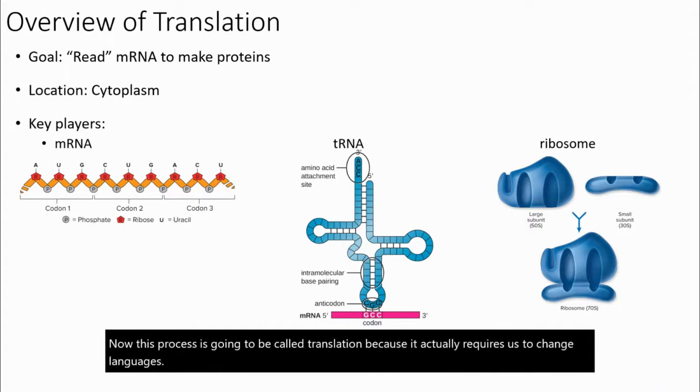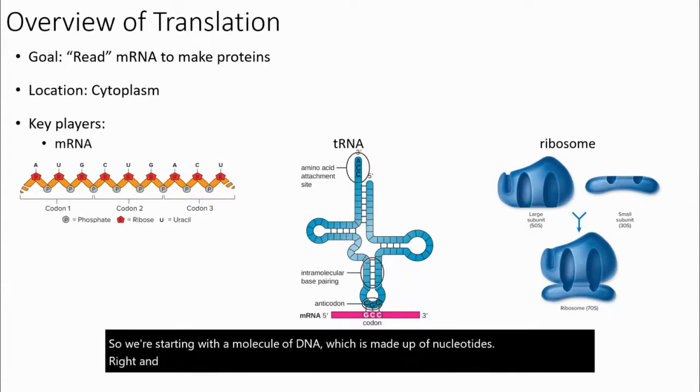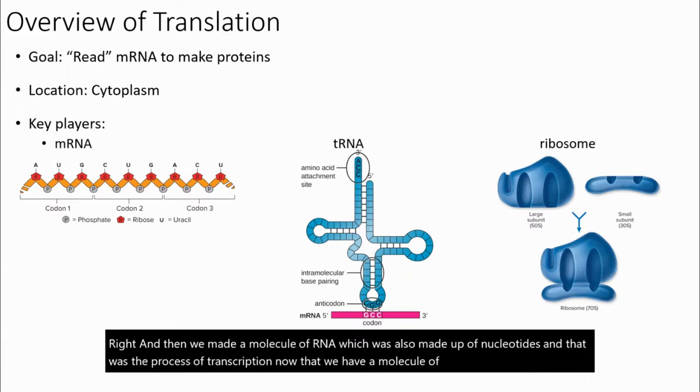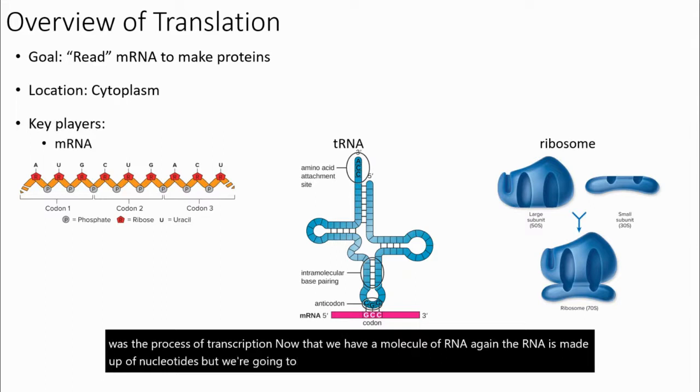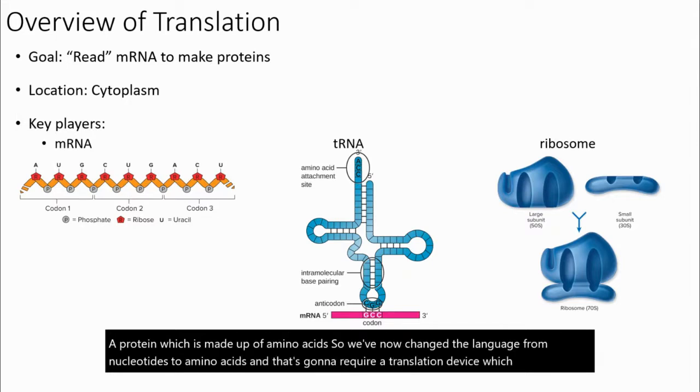So we're starting with a molecule of DNA, which is made up of nucleotides, right? And then we made a molecule of RNA, which was also made up of nucleotides, and that was the process of transcription. Now that we have a molecule of RNA, again, the RNA is made up of nucleotides, but we're going to be making a protein, which is made up of amino acids. So we've now changed the language from nucleotides to amino acids. And that's going to require a translation device, which you're going to see on the next slide.